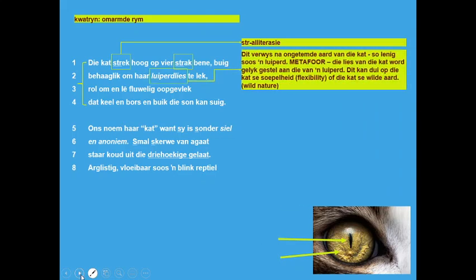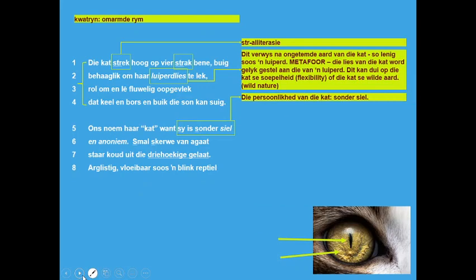Then we have the word luipertlies. We spoke about this already. Verwys na die ongetemde aard van die kat, the wild nature of the cat. So lenig soos 'n luiperd, as supple as the leopard. Dis 'n metafoor, want die lies van die kat word gelykgestel aan die van 'n luiperd. Dit kan ook dui op die kat se soepelheid of die kat se wilde aard. We've already explained all of that.